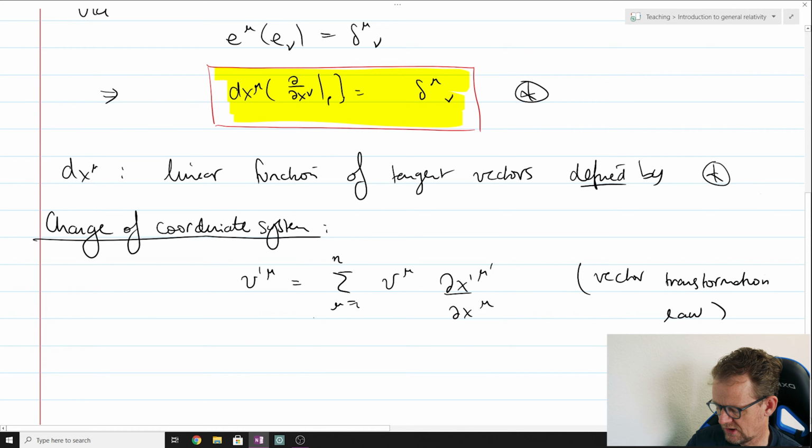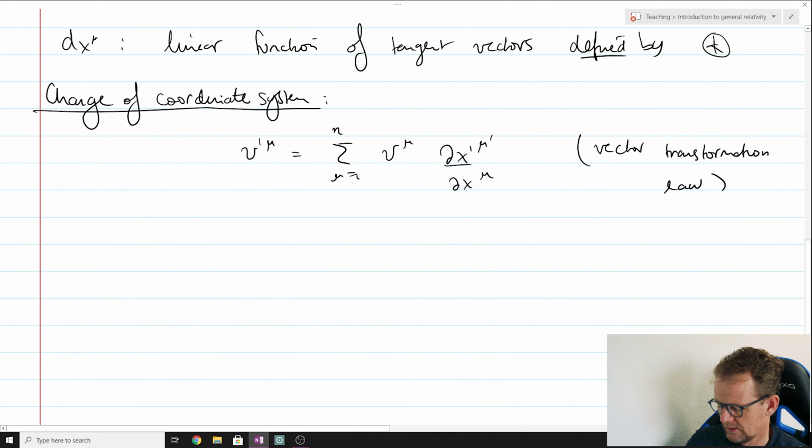We derived this change of basis formula when we introduced tangent vectors. If we change a coordinate system, a coordinate system is extra data handed to you by a manifold, and it provides you with a basis for your vector space V_p. If you change your coordinate system, you change your basis for the vector space V_p, and therefore a vector in one basis looks different in the new basis. And how does it look different? Well, via this Jacobian factor here.